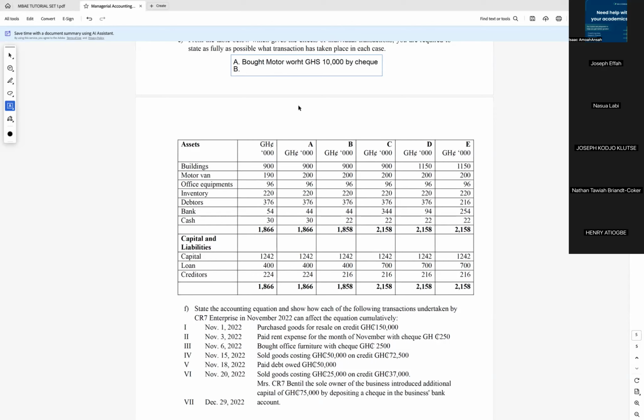So Henry, let's go. He said we paid something. I think paid creditors an amount of 8,000 Ghana cedis. In which form did we pay, Henry? Did we pay check or cash? Cash. Okay. Cash. So that's all. Who picks up on C? We go.